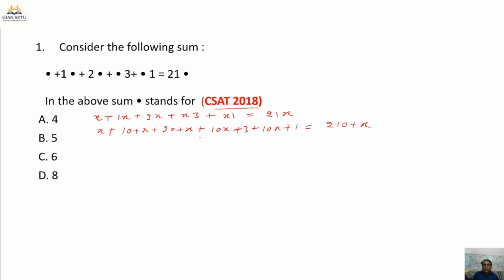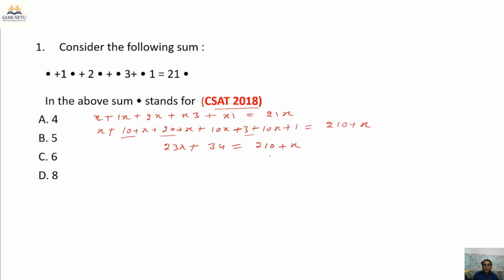Okay, now let's add all the x terms. 1, 2, 3, 13, 23x. Okay, here we have 23x. Now let's add the other numbers. 10, 30, and 33 plus 1 is 34, and this is equal to 210 plus x.